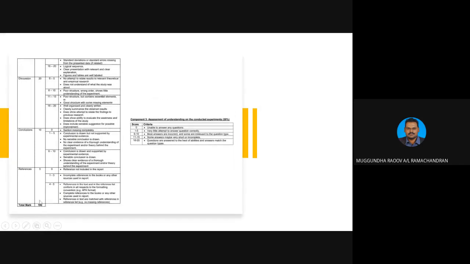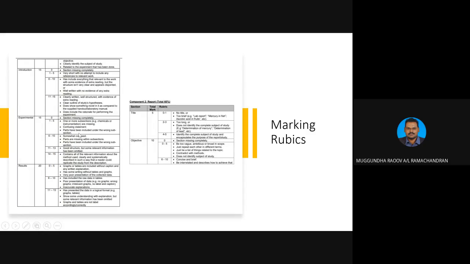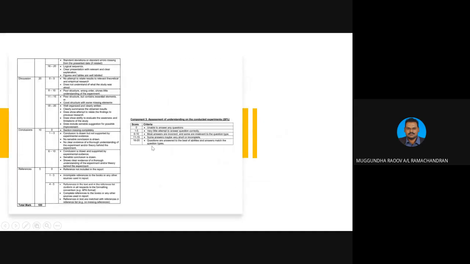There is another portion, which is the assessment of understanding of the conducted experiment, which is 20%. This one is for experiment number 4. The rest is based on the lab report. Whatever it is, I will count the total lab reports as 100 marks. The understanding criteria I will evaluate for experiment number 4.